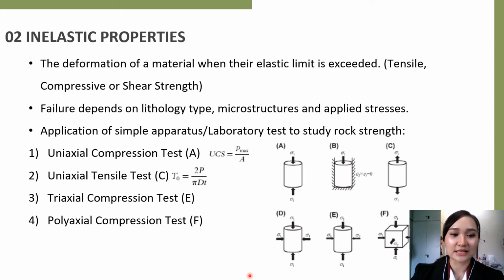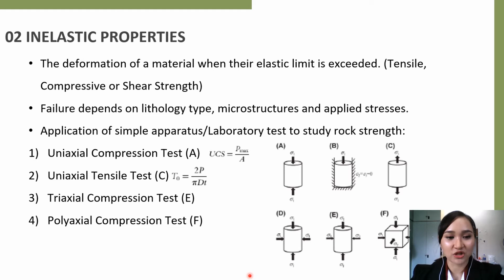Here we have 4 examples of laboratory tests. Beginning with first, we have the uniaxial compression test. Basically, this determines the uniaxial compressive strength, or we call it UCS. A simple visualization of how the stress acts upon the rock sample can be seen here in cylinder A. And next we have the uniaxial tensile test. This determines the capacity of the rock to resist the tensile stress. So here is example C.